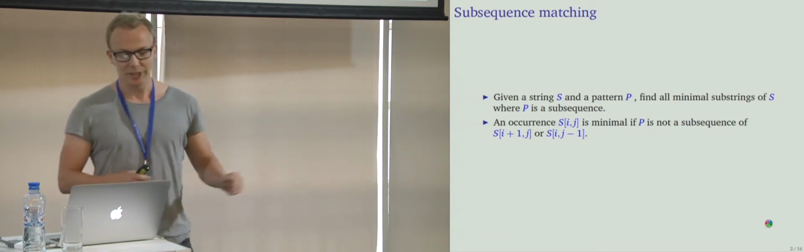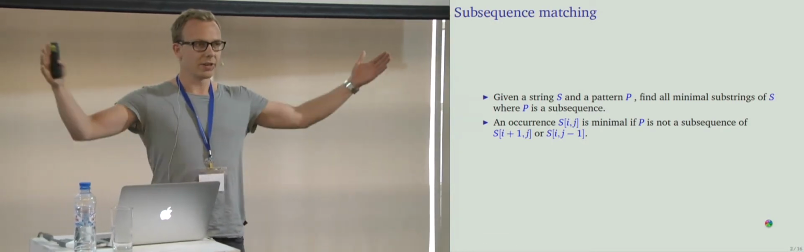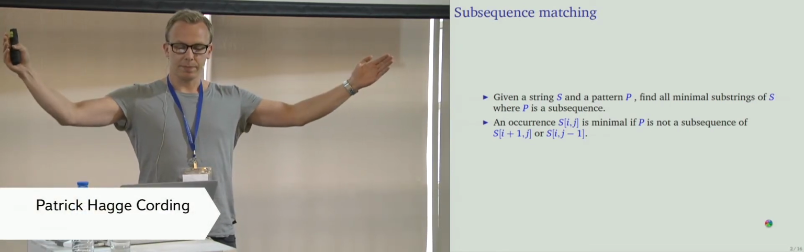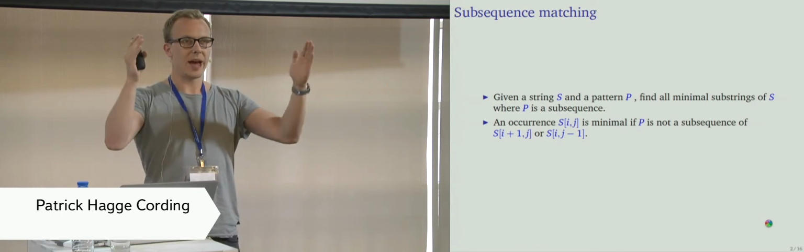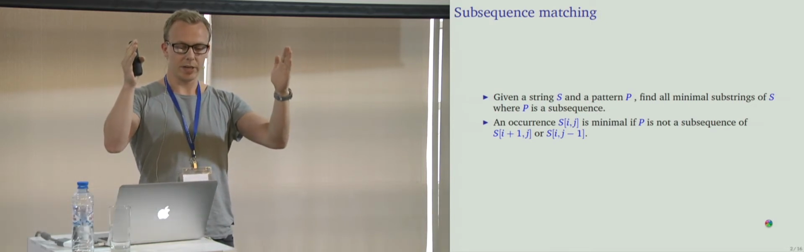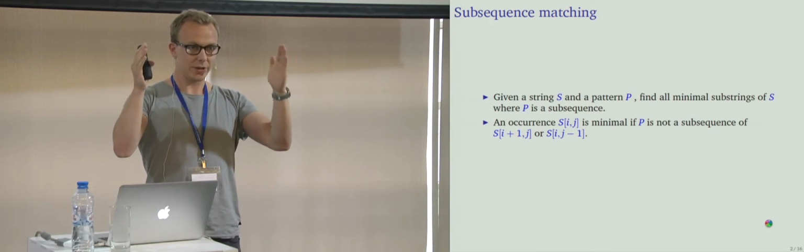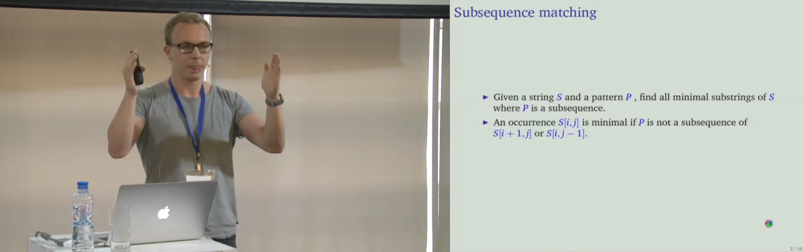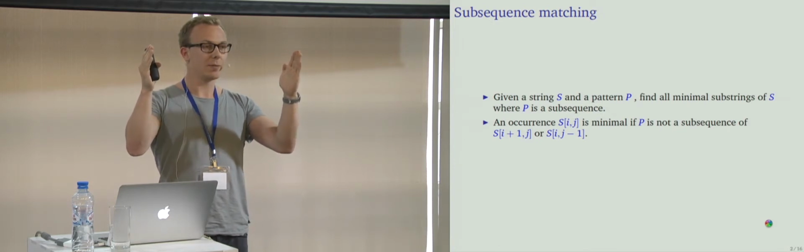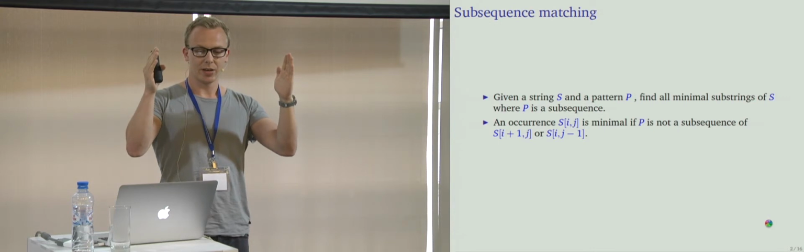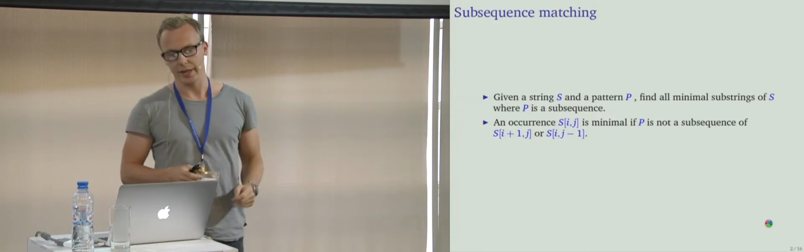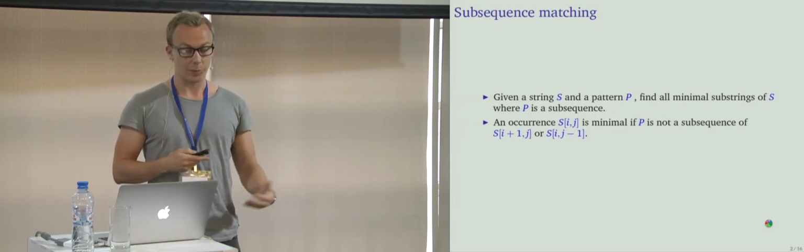So first of all, what is subsequence matching? Imagine you're given a string and a pattern, and say that the pattern is a subsequence of some substring of the input string. Then that substring is an occurrence of the pattern, and the occurrence is minimal if we are not able to shrink the substring without the pattern no longer being a subsequence of the substring.